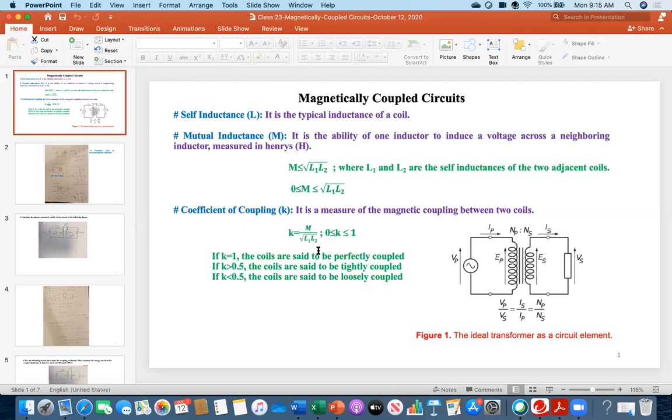Now, a couple of terms I have written here: self-inductance, mutual inductance, and coefficient of coupling. To understand this, let me take you to the board, and then I will come back to the slide, followed by some numerical examples. So everybody hold on.